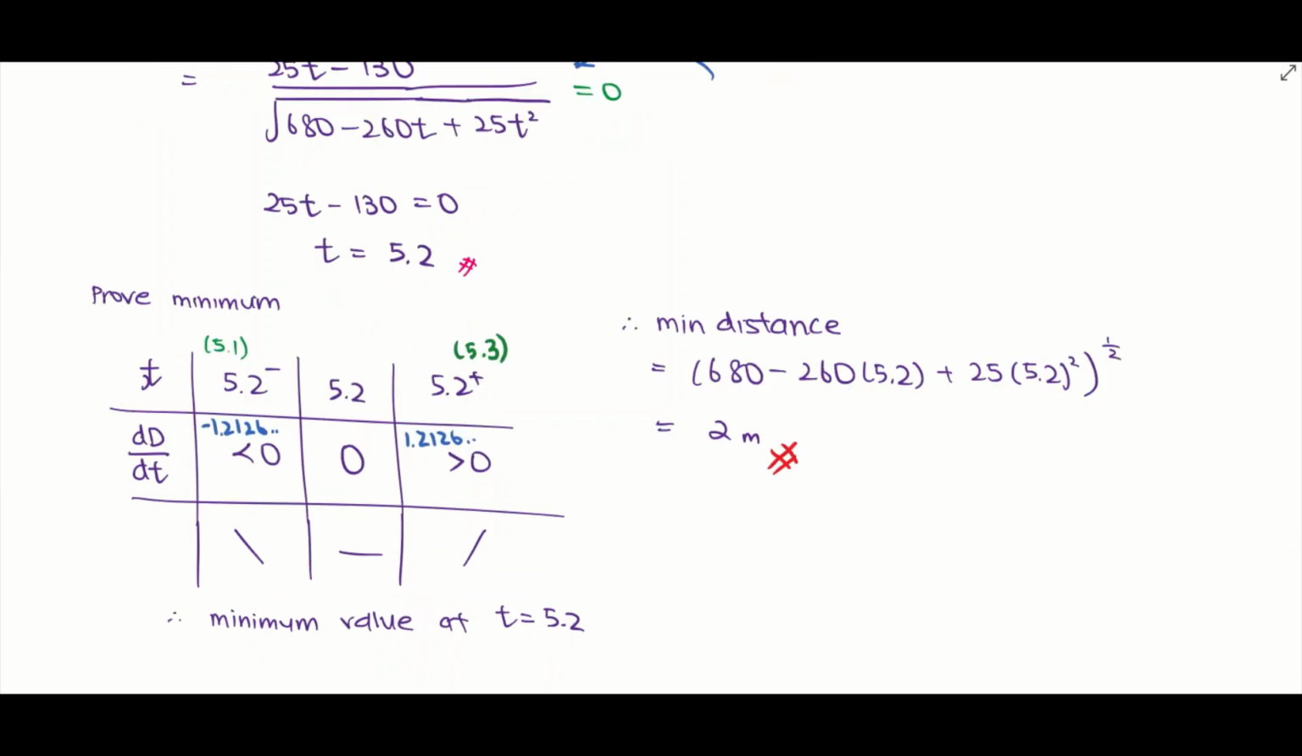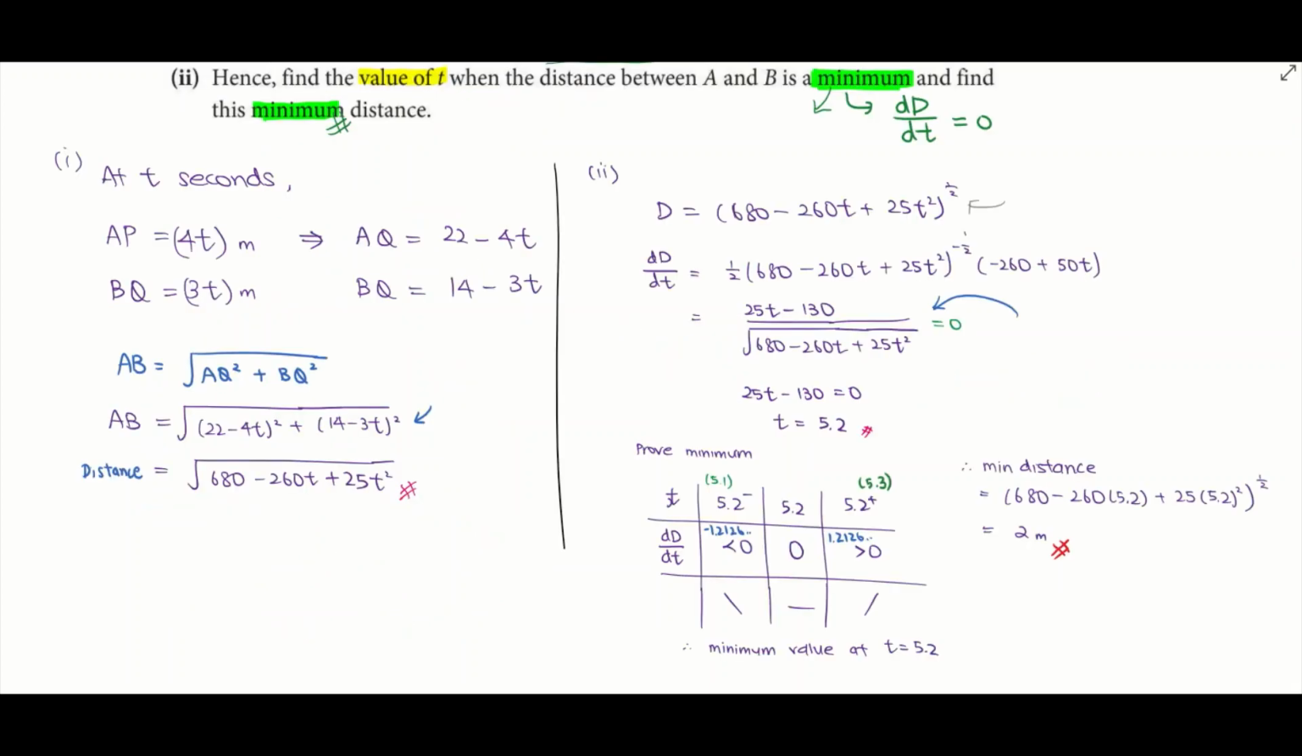And my very last step is to sub in t equals 5.2 back into the original equation for distance. And I'll get the minimum distance of 2 meters. We have come to the end of the video.